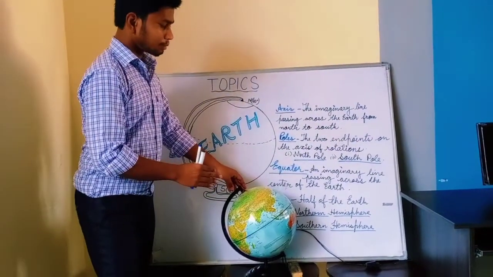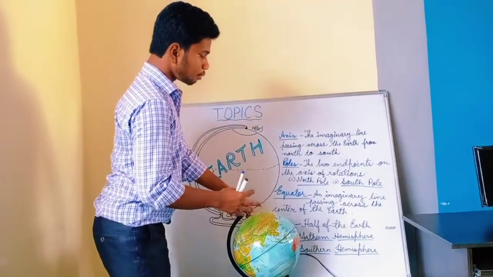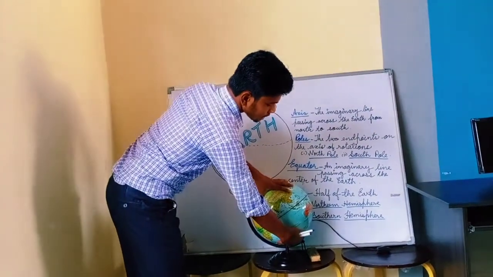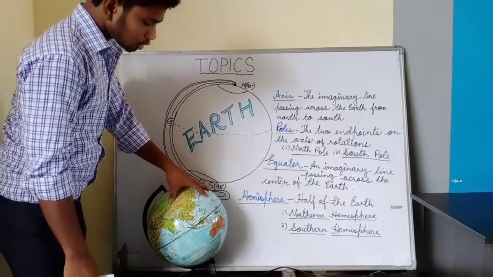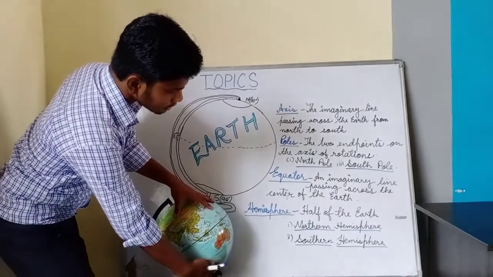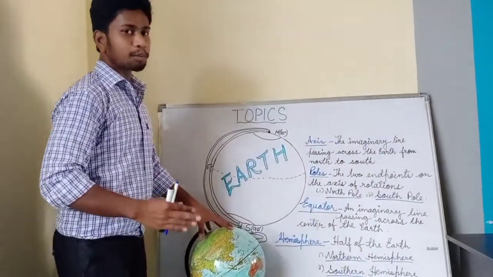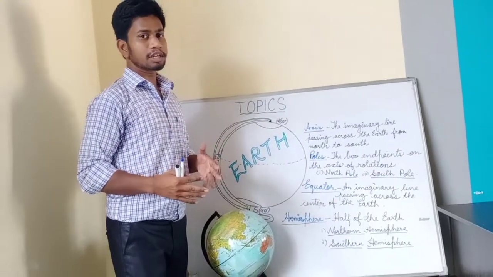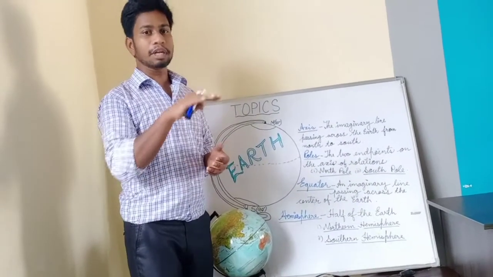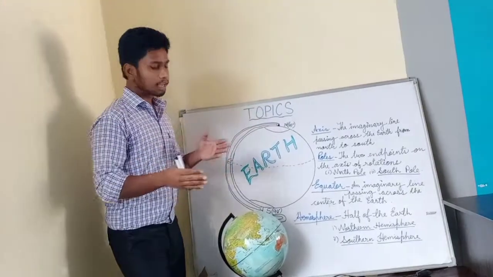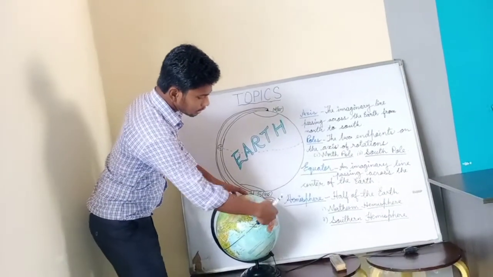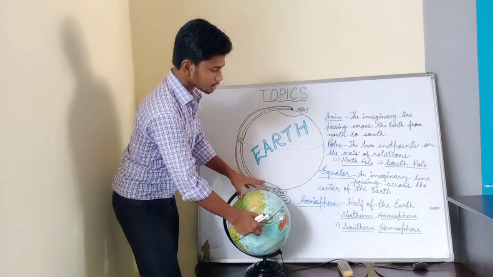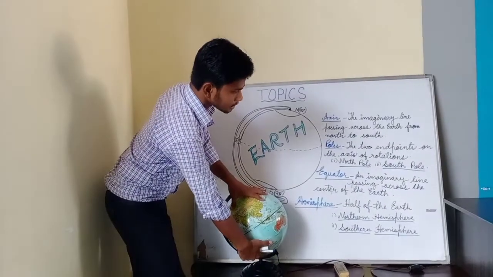Now we will see the second point, the pole. What are the poles? This upper part and this lower part are the poles. This is the North Pole and this is the South Pole. Now the third point is the equator. The equator is an imaginary line around the Earth. Now we will see it on the globe. This is the equator line. That's why it is called the equator, because it divides the Earth into two parts.